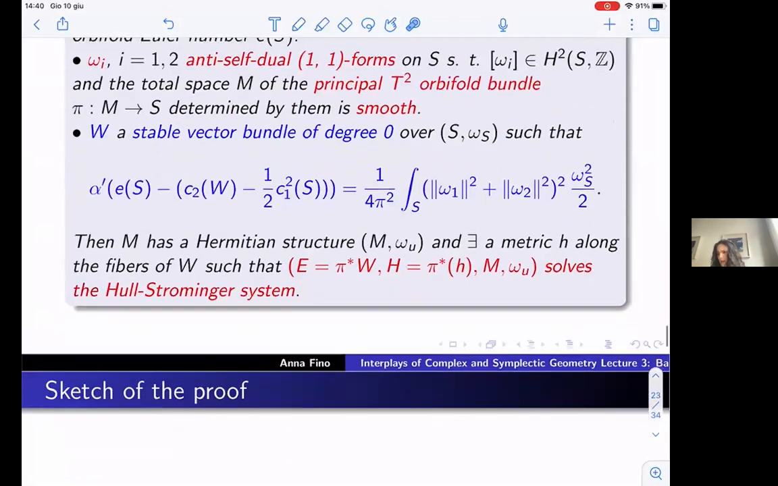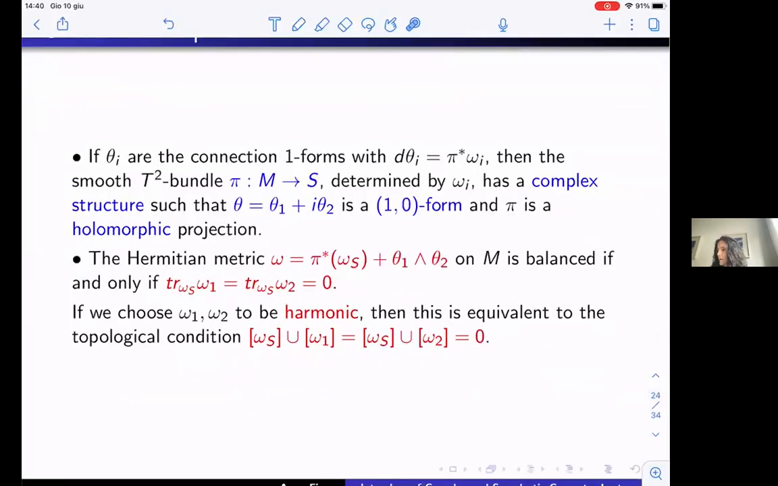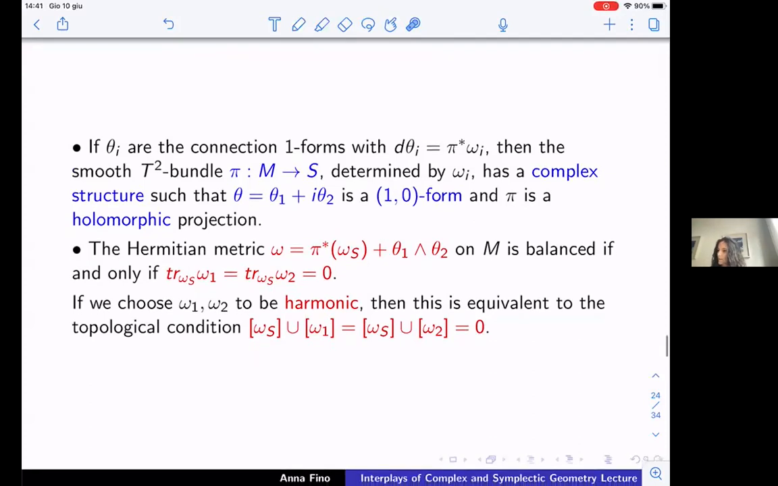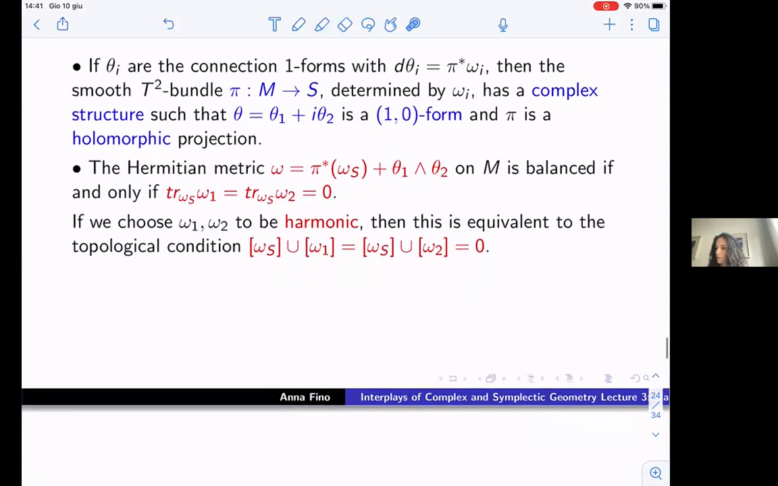The first part is very similar to the Fu-Yau situation. So we will consider the torus bundle. And again, the metric will be the pullback of omega S plus essentially theta 1 wedge theta 2, if you write it in real terms. And then the condition to be balanced, so d of omega squared equals 0, is exactly equivalent to the condition that omega 1 and omega 2 are both primitive with respect to omega S. Then if we choose omega 1 and omega 2 to be harmonic, essentially we are asking that the cup product of omega S with the classes of omega 1 and omega 2 is 0. That's exactly the topological condition.